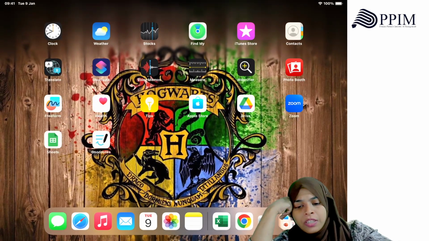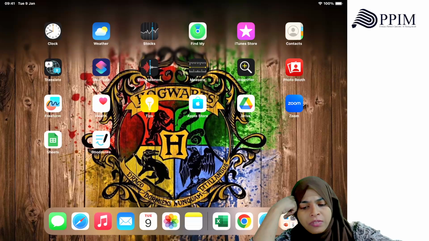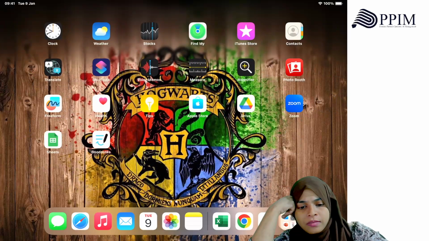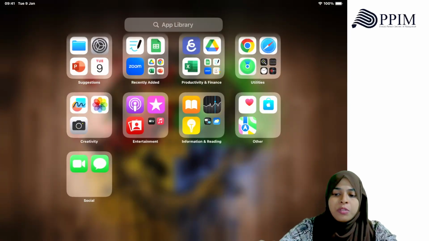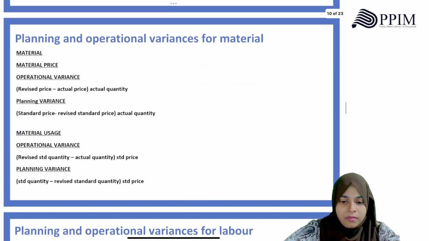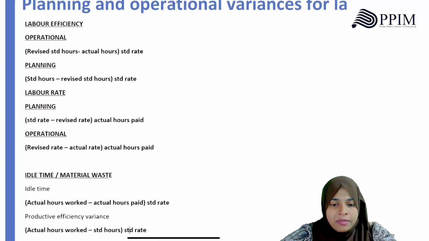But the formula we have to take actual, right? No, because it's planning, right? Wait, let me look at the formula. No, but we have to go by the formula. Labor rate planning. Actual hours paid.